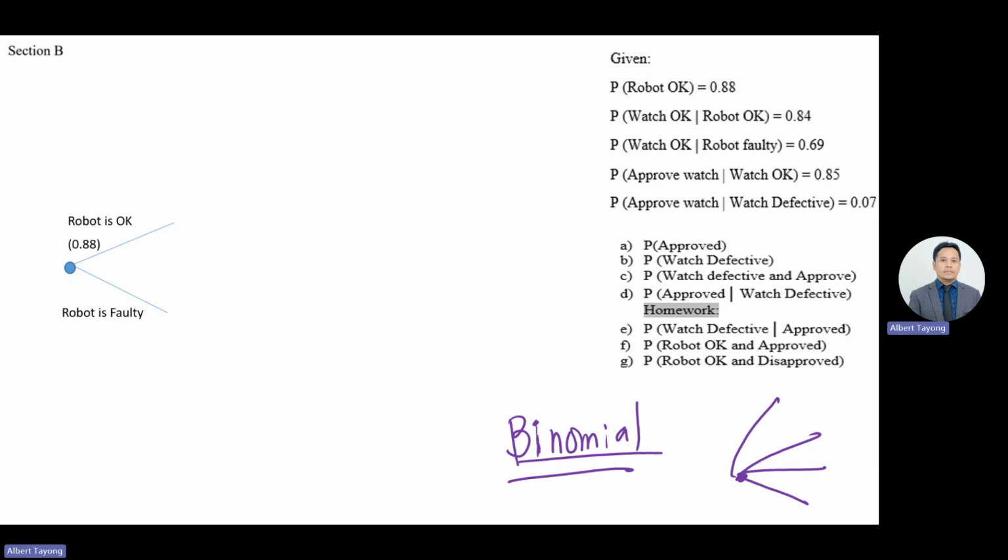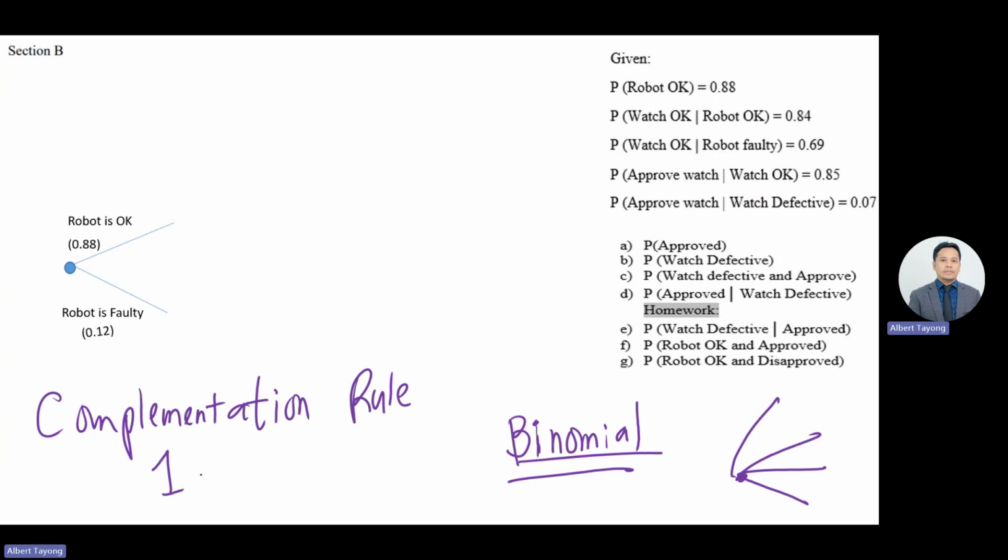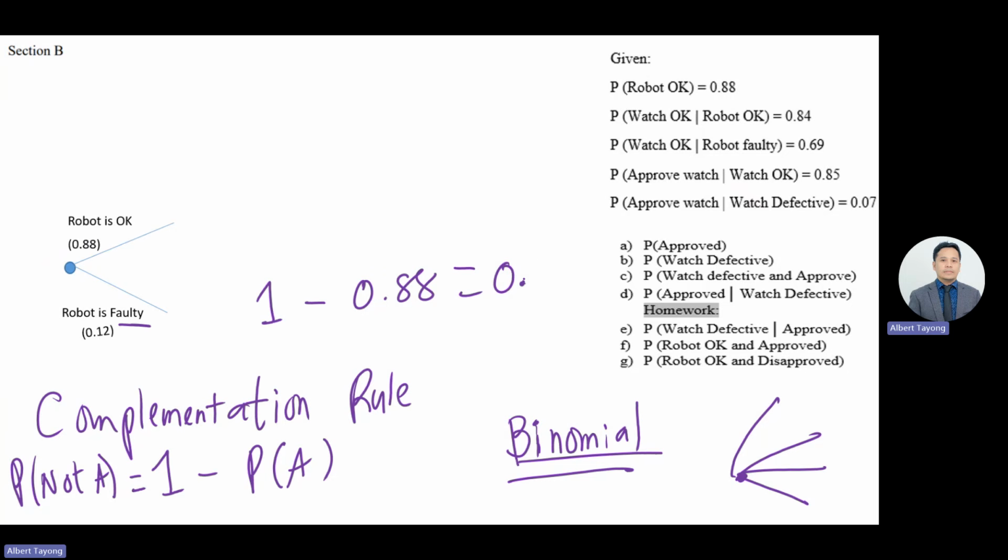The first one and then the opposite. The opposite of robot is okay is robot is faulty. So this is 0.12 using the complementation rule, that is 1 minus the opposite. So P of not A equals 1 minus P of A. So here, not okay is faulty. So 1 minus 0.88 equals 0.12. That is using the complementation rule.